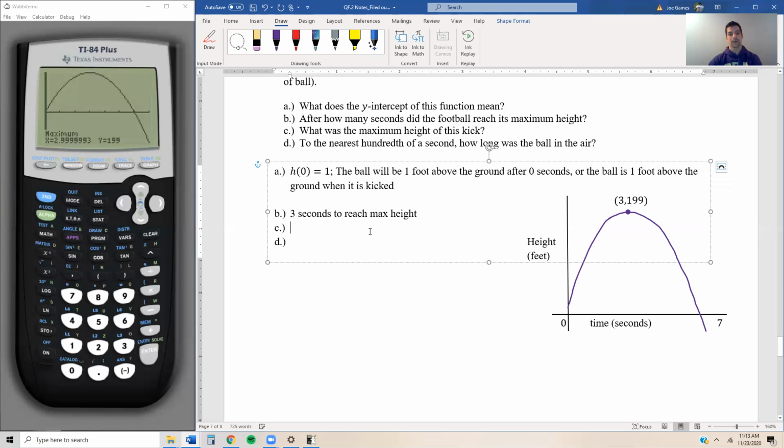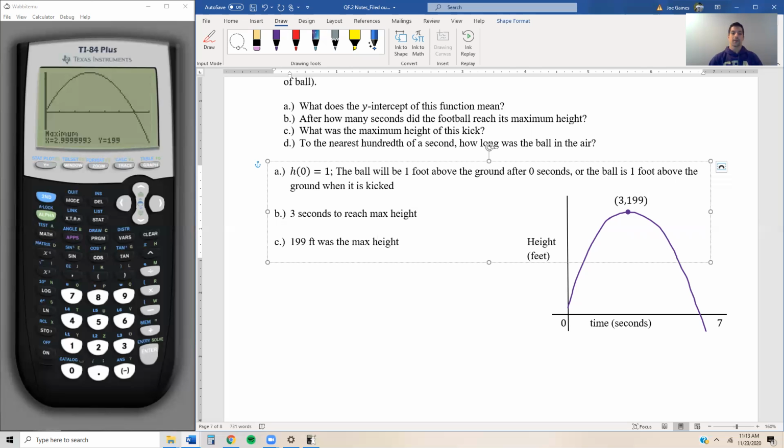C was, what was the maximum height of this kick? Well, height is the y value, so the maximum height is going to be the y value at this location. So the max height is 199 feet. So once I find that point graphically, I can use that point to answer 2 questions.